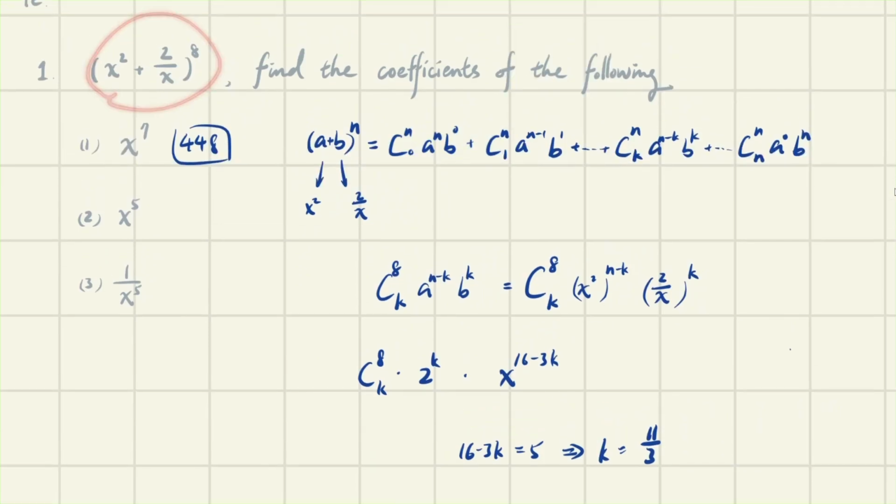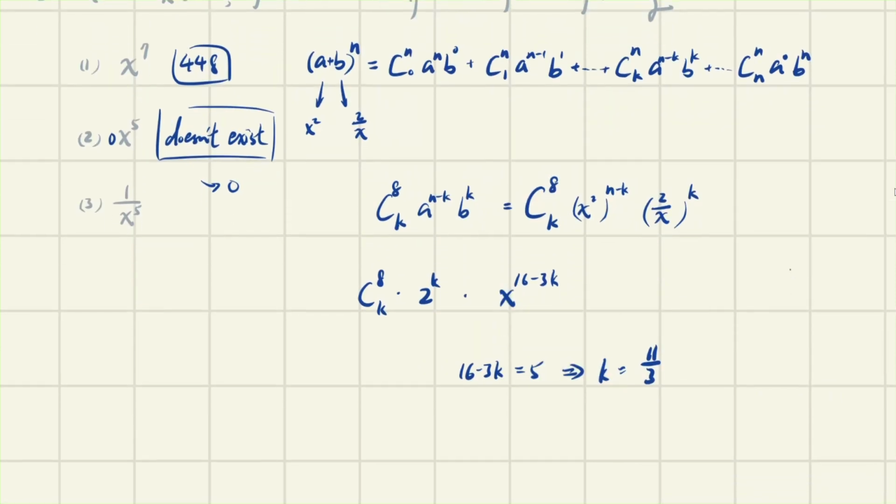So, meaning that there's no such term in this expansion. There's no x to the power of 5. So then we write doesn't exist. Or you can just write 0, because if you multiply 0 by this, then it doesn't have any term. You can write either thing, but you have to put an explanation because k has to be a natural number. Well, not natural number, but natural number and 0.